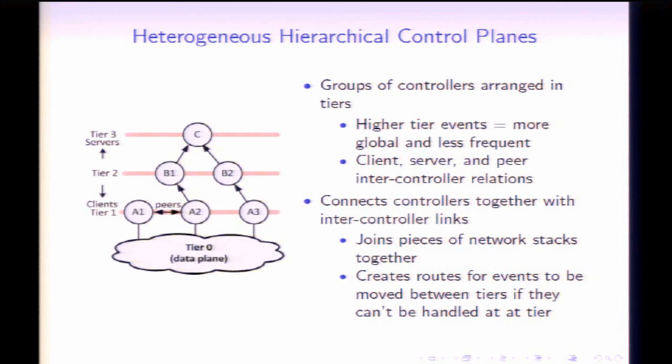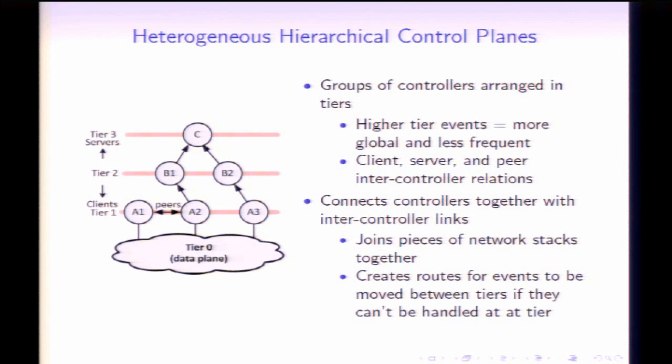The initial routing path probably requires global information, so you go up, but if you wanted to adjust the quality of service, for example, you can do that locally through A1.